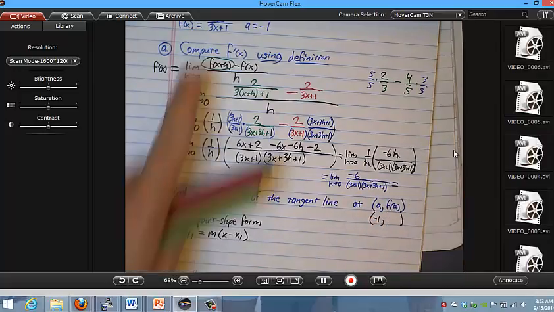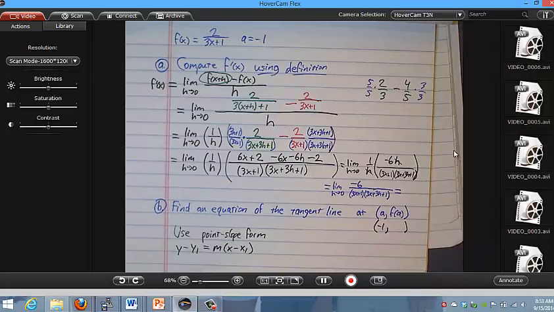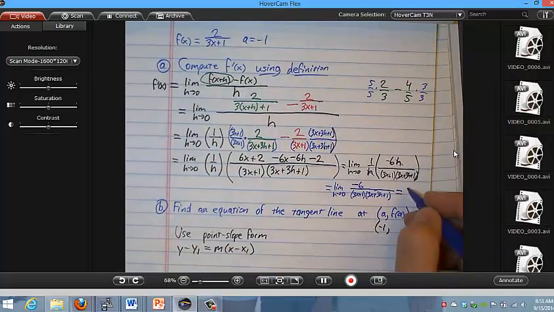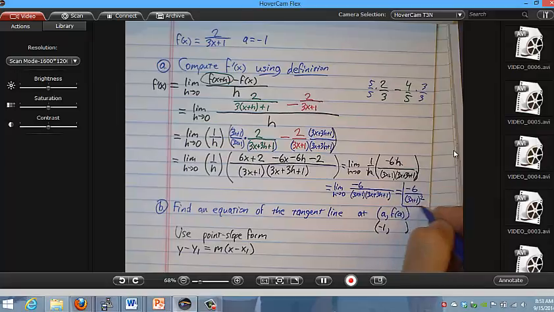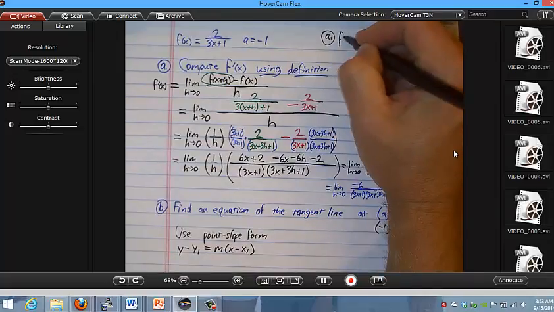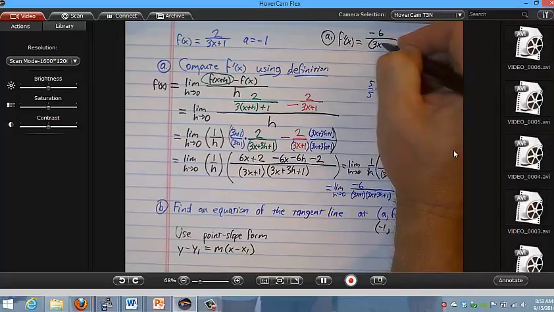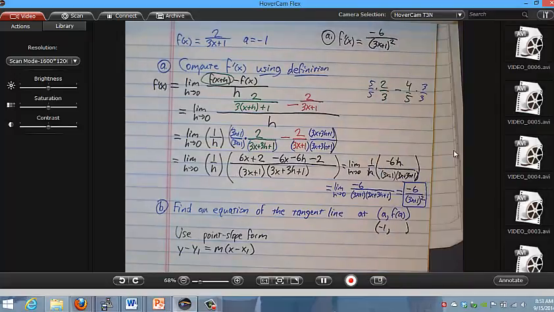And so the derivative of this function, f of x, that I started with, ends up being negative 6 over 3x plus 1 quantity squared. There's the answer to part A. Good? And so let me write it up here. Part A, the answer is f prime of x is negative 6 over 3x plus 1 quantity squared. It's a lot of work, but I got it.